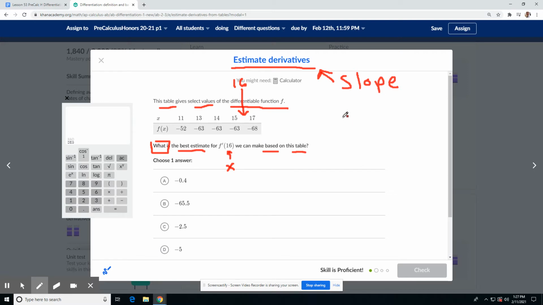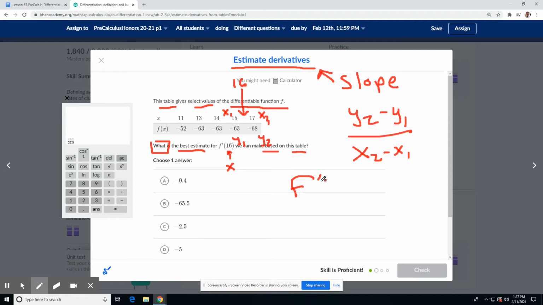So what's our slope equation? y2 minus y1 over x2 minus x1. And I always like labeling, it prevents any mistakes. I'll call that x1, I'll call that x2. That means this would be our y2 value, this would be our y1 value. All right, so that tells us our estimate. Let's try to make it look nice.